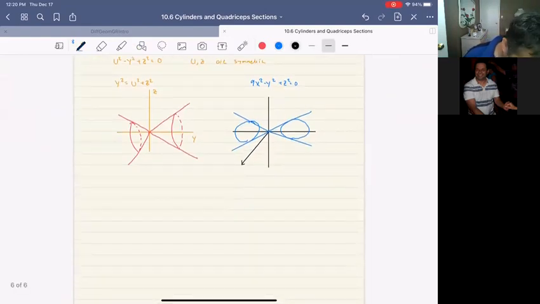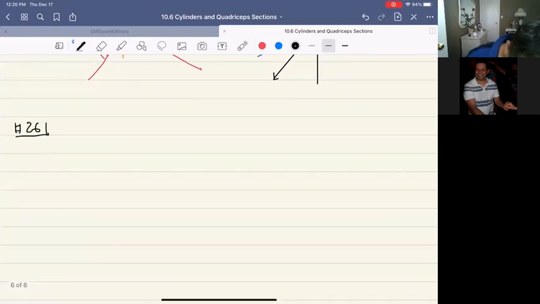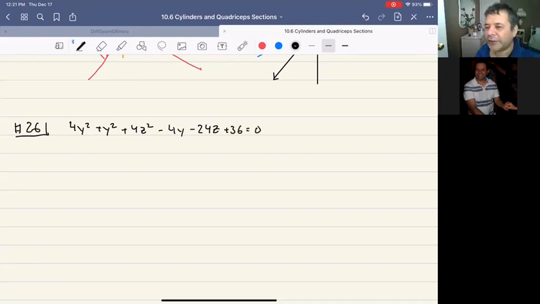Let's take, this is number 26. And it is 4x squared plus y squared plus 4z squared minus 4y minus 24z plus 36 equals 0. So we're going to reduce it to a standard form and identify what kind of surface it is. Okay? So I'm going to do what I would normally tell a pre-calc student to do. Let's put the x terms together, the y terms together, and the z terms together. Oh, this should have been an x here.